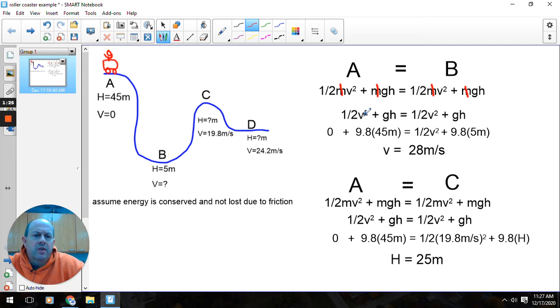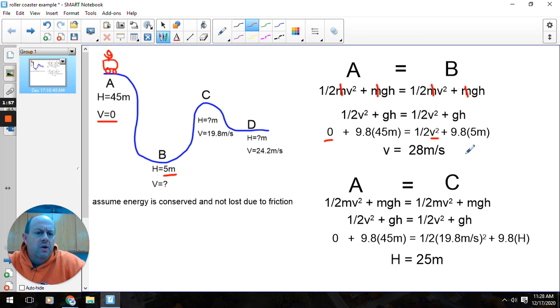We know that the initial velocity at A is 0. So that's where this 0 comes from, plus 9.8 times 45 meters equals 1/2 v squared plus gravity times our height. Our gravity is 9.8, and our height is 5 meters at point B. So that only leaves us v to solve for, and once we crunch the math on that, we come up with 28 meters per second.